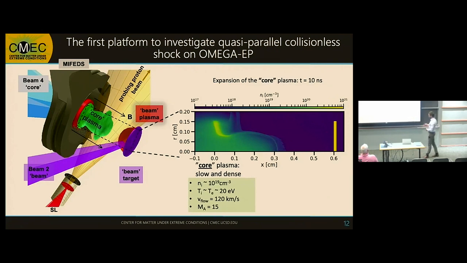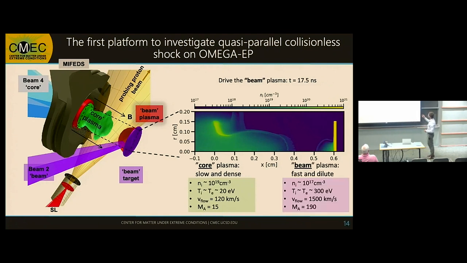So you've got some details of this plasma here. 17 nanoseconds after the beginning of the irradiation of the core plasma, we start to irradiate the second target. In this case, we take advantage of the plasma produced at the front surface, the ablation plasma, which is a way faster and more dilute plasma. The flow velocity is about 1500. Then the core and the beam will start to interact with each other.